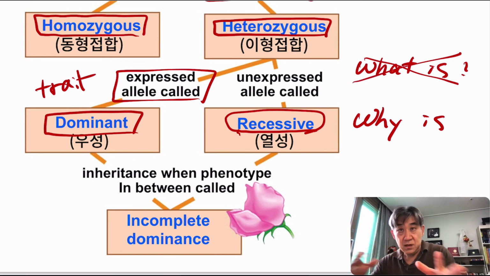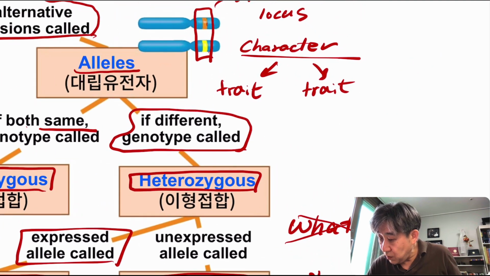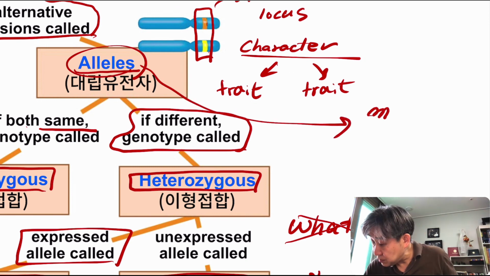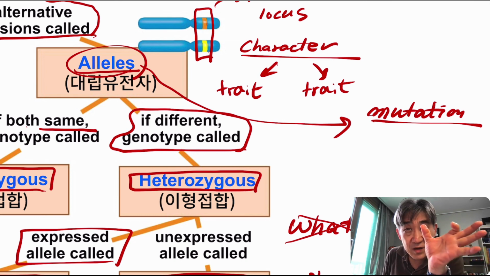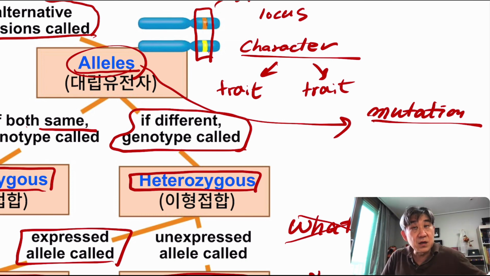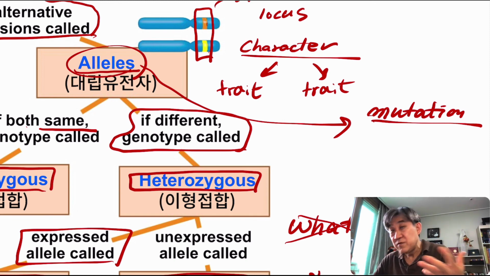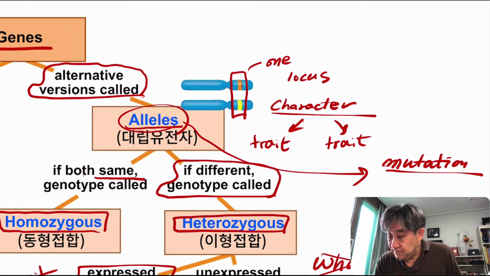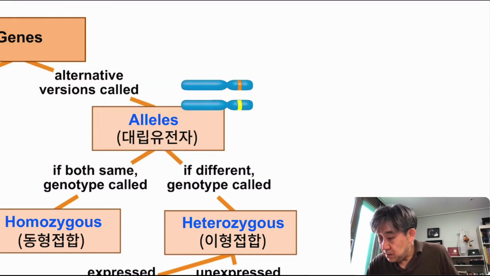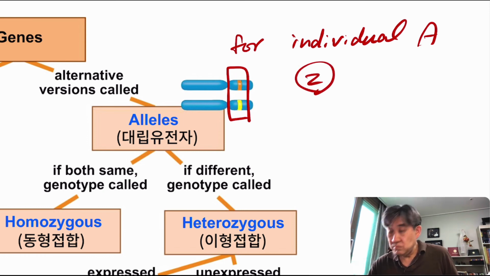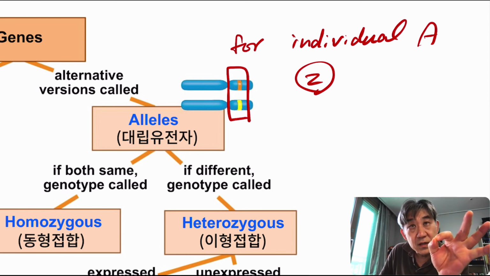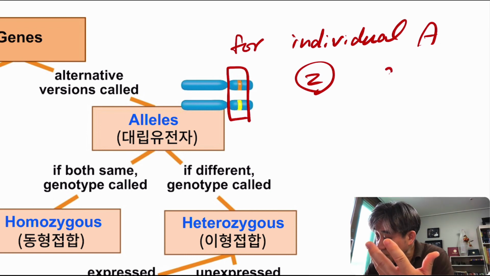By the way, all these alleles, dominant and recessive, whatever, are a result of mutation. The reason why, under a certain character defined by one single gene, you have many alternative versions of these alleles is that they are all a result of mutations, right? So, for example, in this individual A, how many different alleles are possible? The maximum number of different alleles in this individual is only 2, because this individual is a diploid, right?